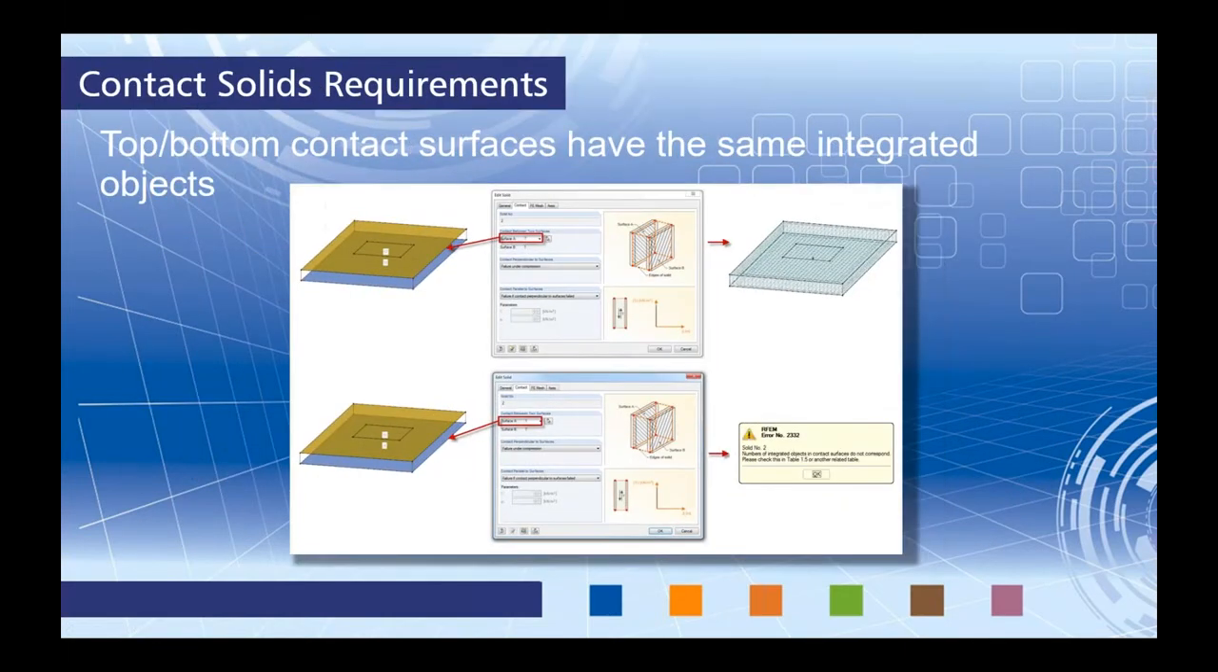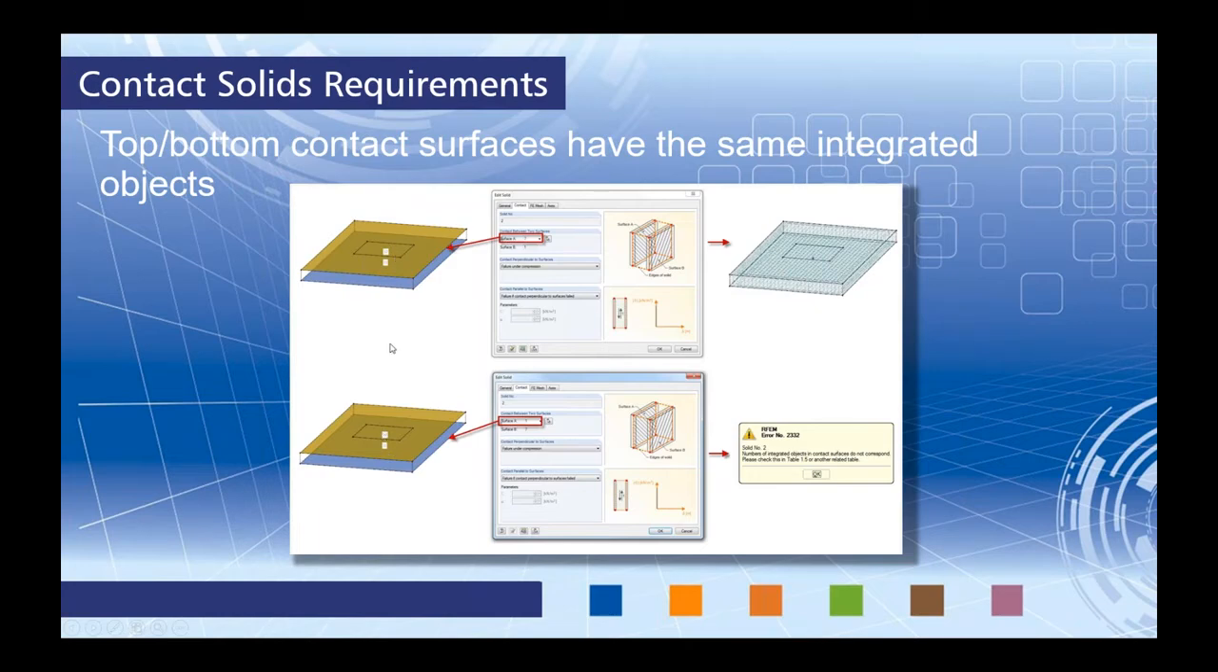The next requirement is the top and bottom contact surfaces must have the same integrated objects. So again, we're looking here at a picture of a contact solid. At the top surface, surface A, we have some lines and nodes drawn on there. Now, if I do not make a copy of those lines and nodes and put them on my bottom surface, and I go to run my analysis, the program will say, wait a second, numbers of integrated objects and contact surfaces do not correspond. And that's simply because I need to make a complete copy of these lines and nodes onto my bottom side of my surface.